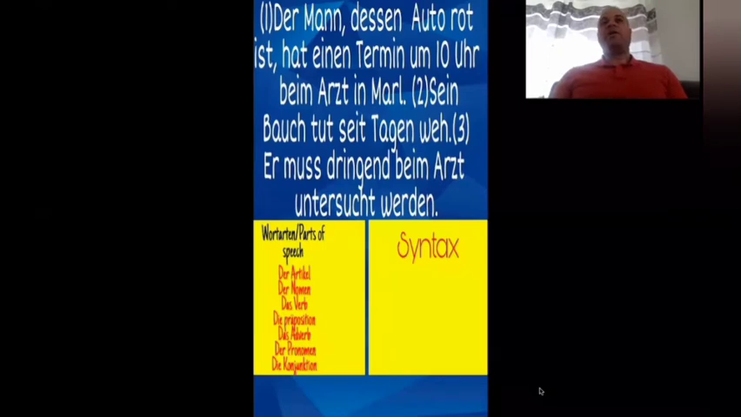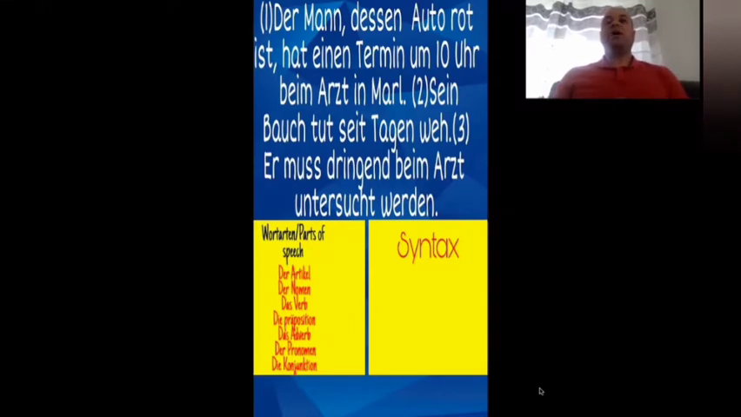Okay, before I start analyzing this text linguistically, I would like to read the text first, and we'll try to explain something about the words we have in this small text, which consists of 3 sentences. Let's read this text. Der Mann, dessen Auto rot ist, hat einen Termin 10 Uhr beim Arzt in Magen. Sein Bauch tut seit Tagen weh. Muss dringend beim Arzt untersucht werden.